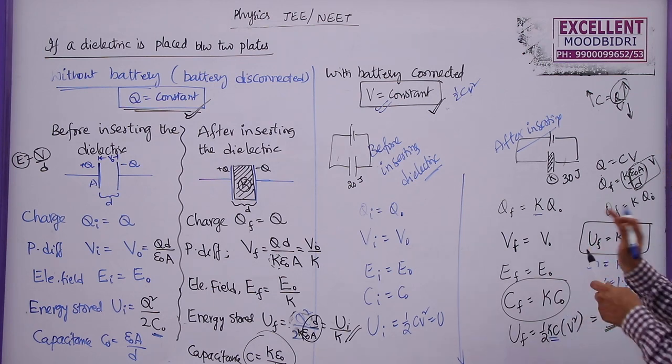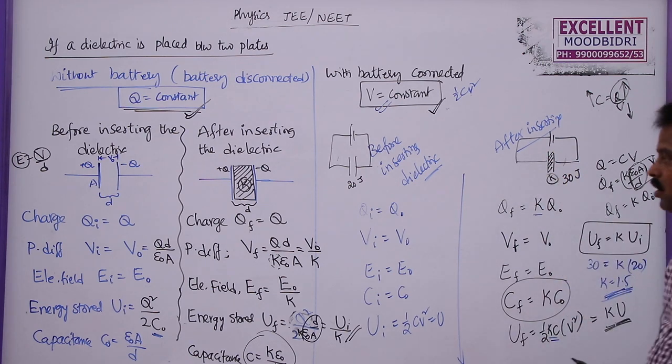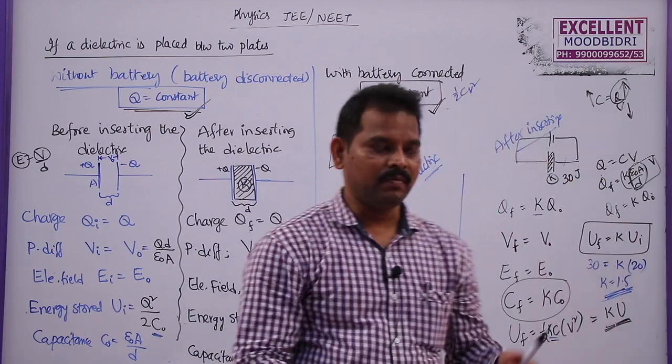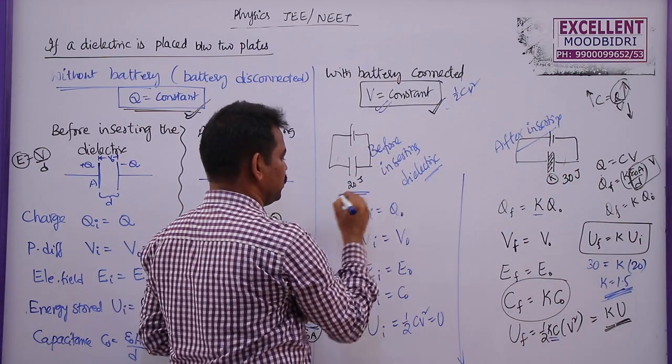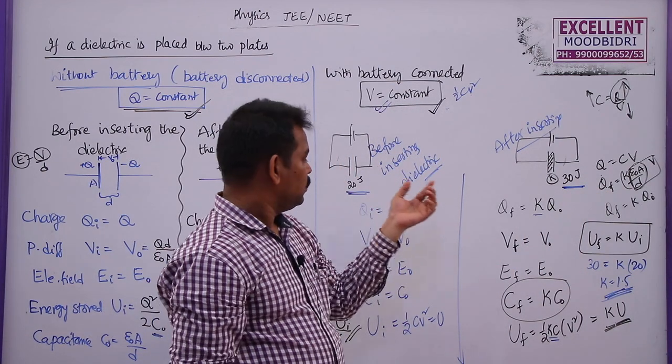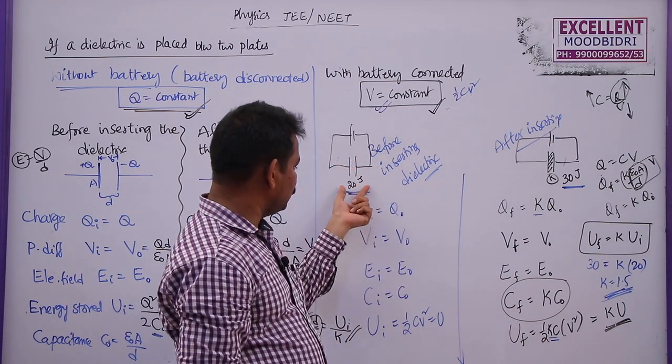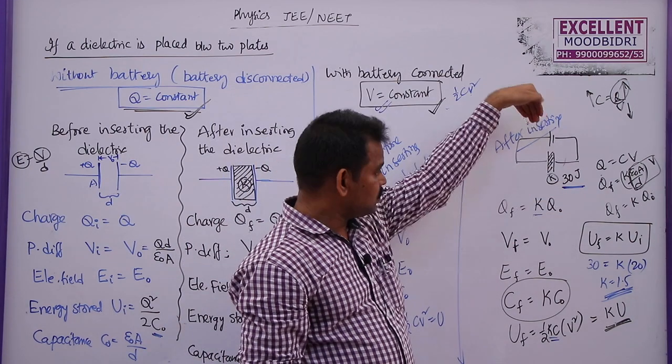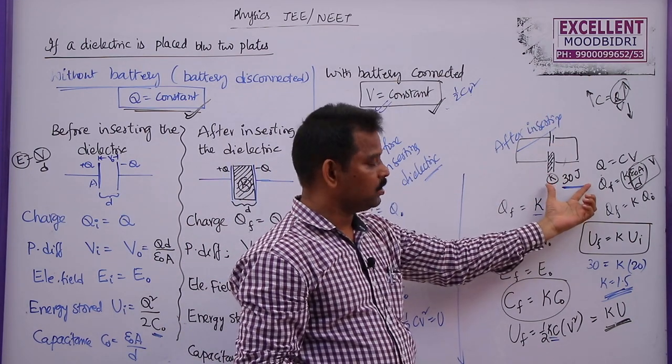Now, what is the work done to insert this dielectric here? To find out the work done, same thing. What is the energy here? 20 joules. What is the energy here? 30 joules. Previously the capacitor had 20 joules of energy. Now, by inserting the dielectric medium, the energy increased to 30 joules.